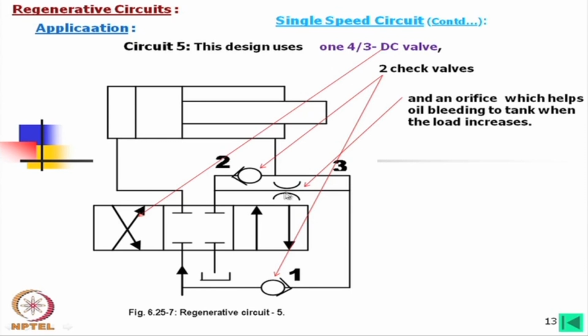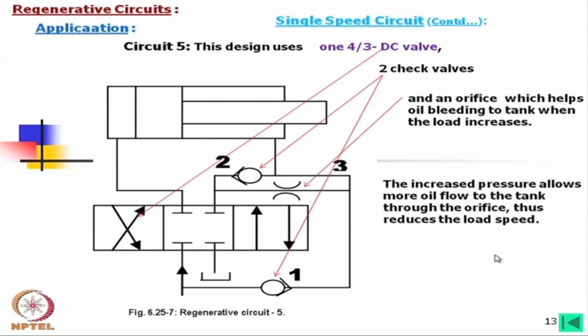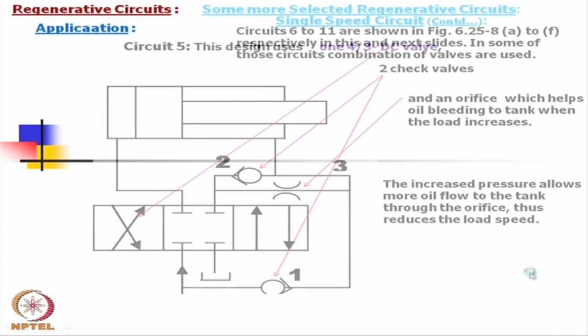In that way, using this we can have an additional advantage, that with the increase in load there will be bypass flow, the bleeding flow you can say, and the speed will be automatically reduced. So, this is regenerative and bleeding mixed together. The increased pressure allows more oil flow to the tank through the orifice, thus reducing the load speed.